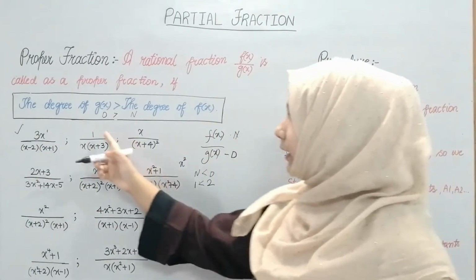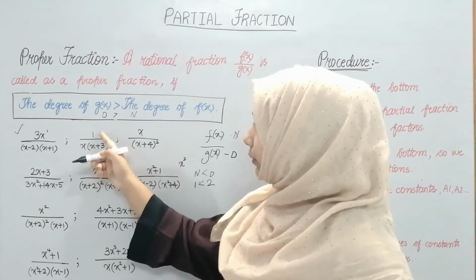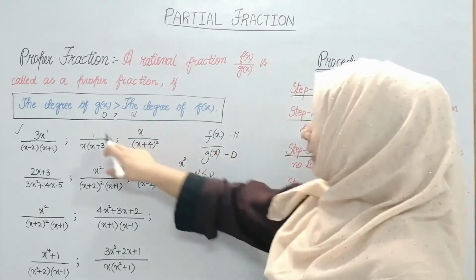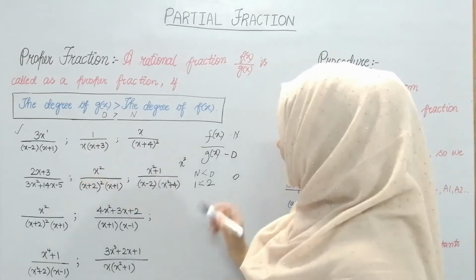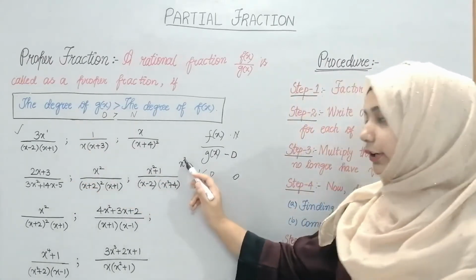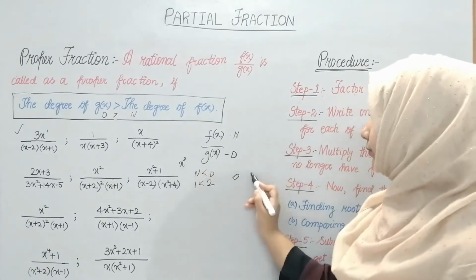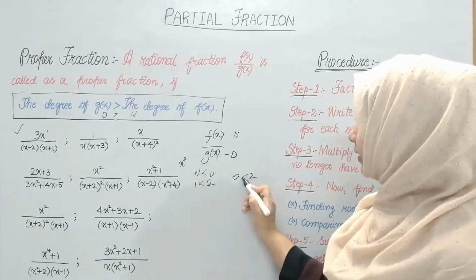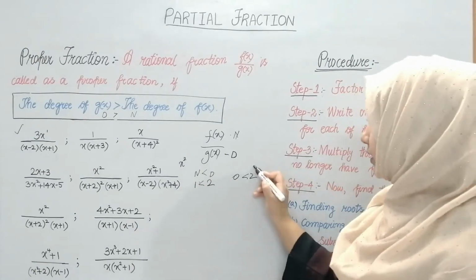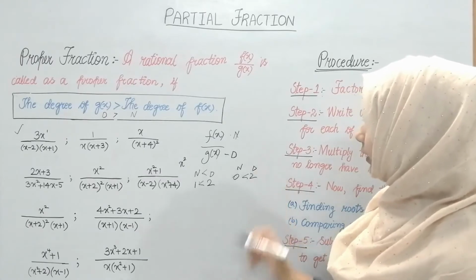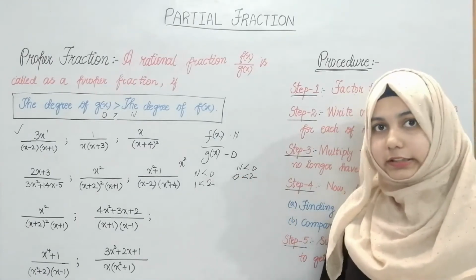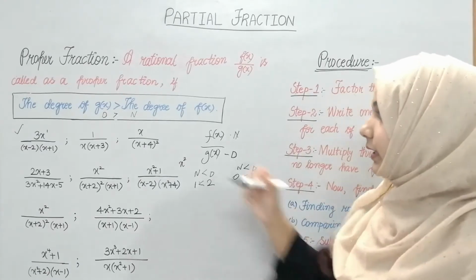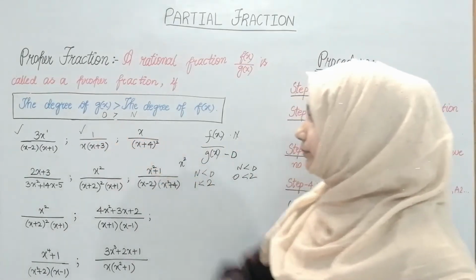Next, 1 by x into x. In the numerator, I have no variable, which means the degree is 0. Now x into x will be x squared again, and the degree of x squared is 2. So 2 is greater than 0. The degree of the denominator is greater than the degree of the numerator, so yes, this is a proper fraction.